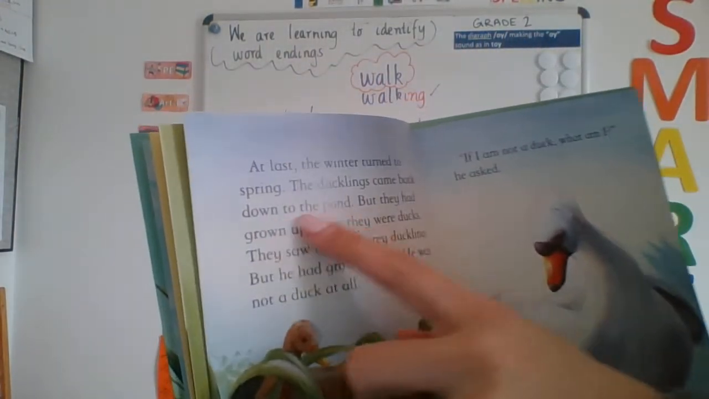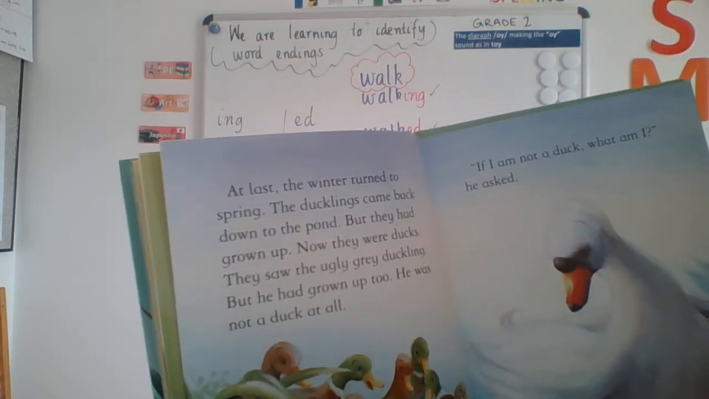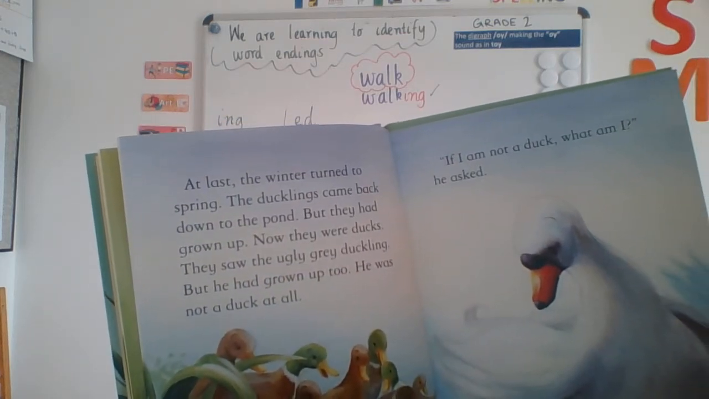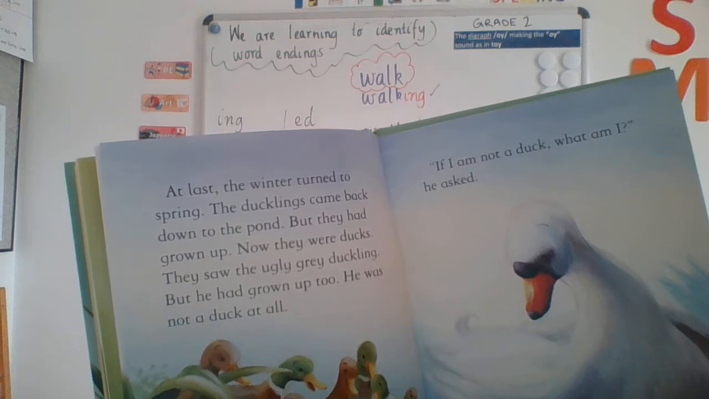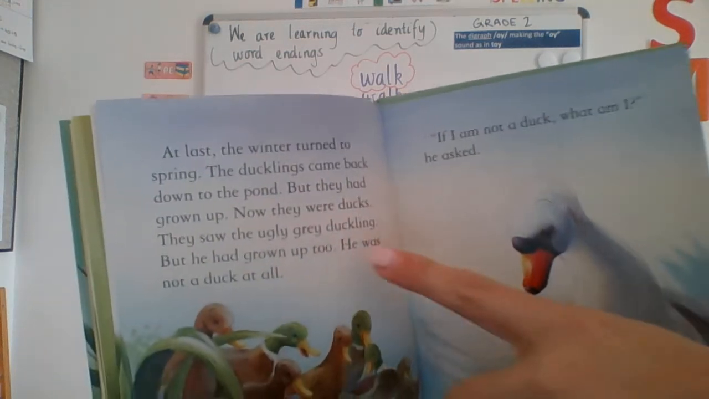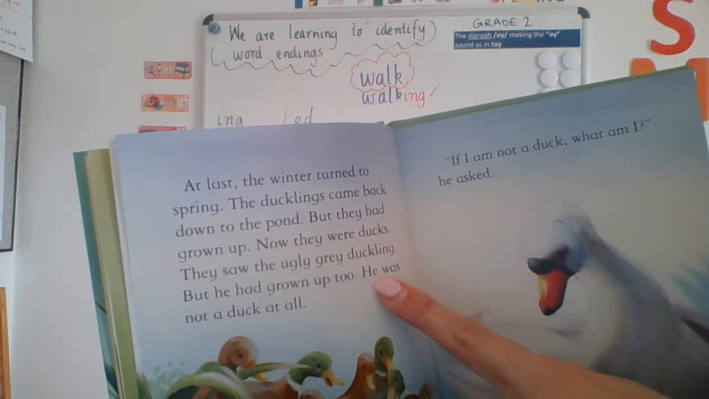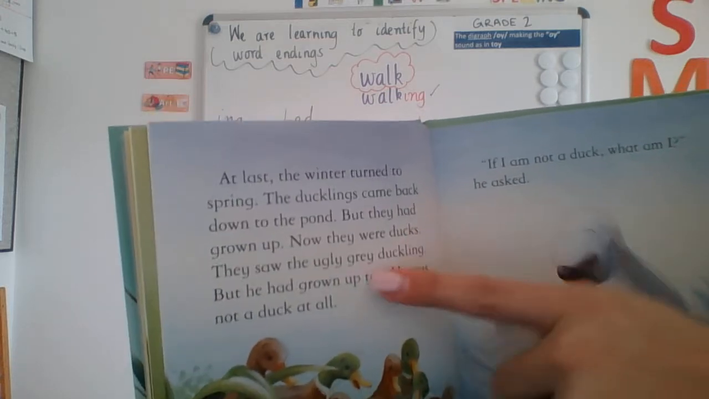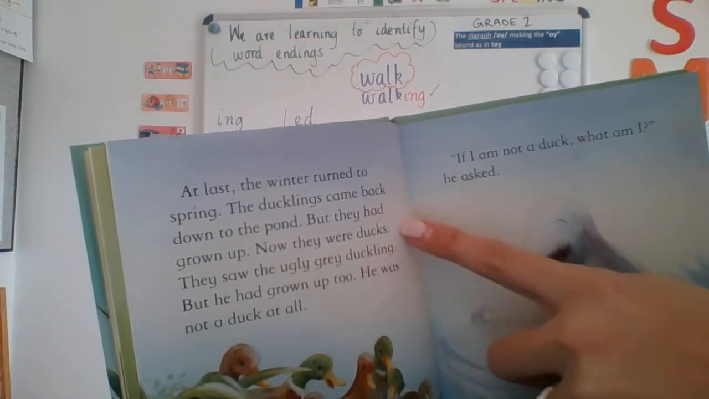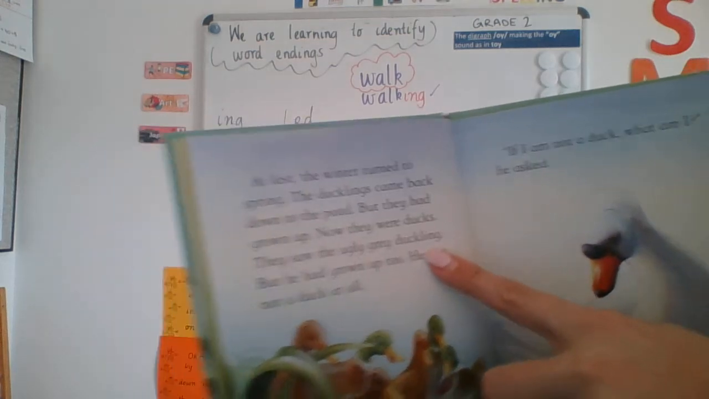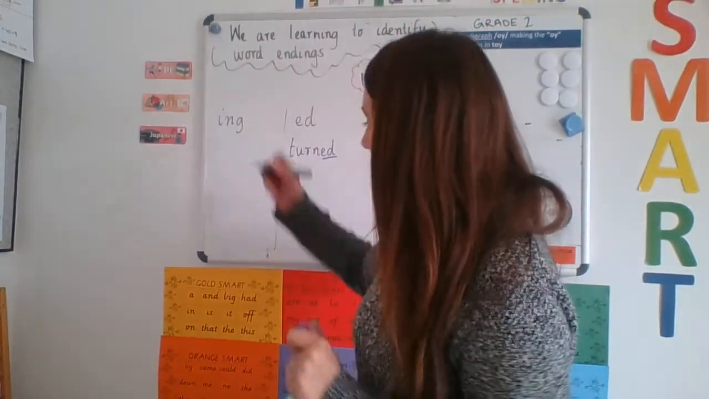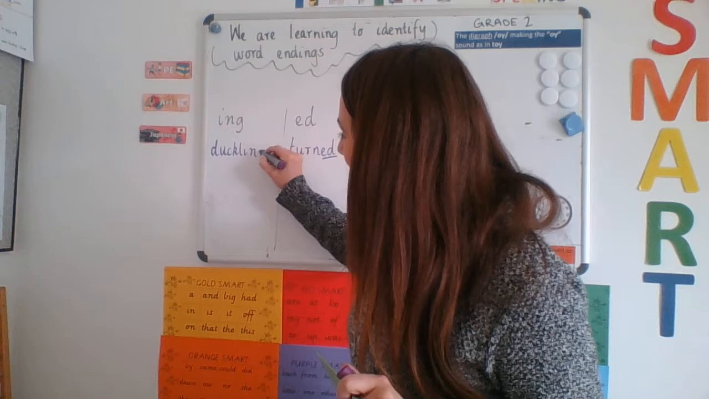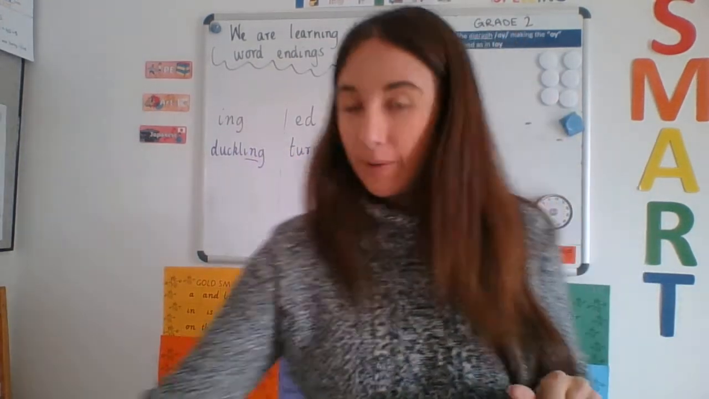The ducklings came back down to the pond, but they had grown up. Now they were ducks. They saw the ugly grey duckling, but he had grown up too. He was not a duck at all. Okay, I want you to pay attention to the word duckling. Think about what word ending this has. Where will I write this word? Duckling, okay? I can see it is an ing word, so it's got the ing word ending. Duckling, and I'm going to underline that word ending. Okay, awesome.